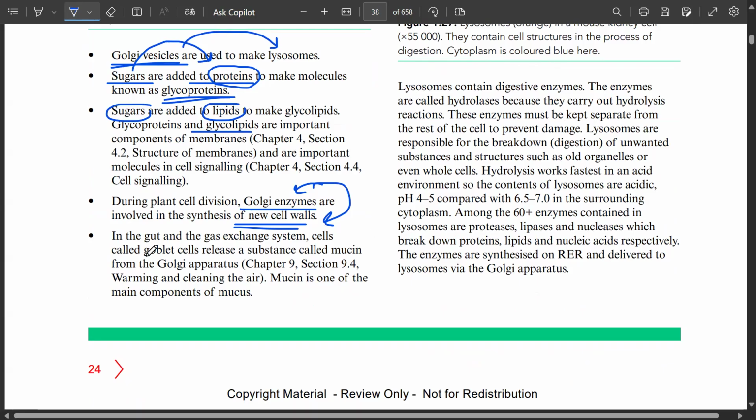Plus, they also produce goblet cells. Okay, ever heard of the term goblet cells in IGCSE? What was their function? I think secrete mucus. Yeah, exactly, to secrete mucus. Why? What was the function of that mucus? To trap the dust particles in the throat so that the cilia will beat the mucus up. Good, good. So mucus is made up of mucin, and this mucin is basically secreted by the Golgi apparatus. Got it?